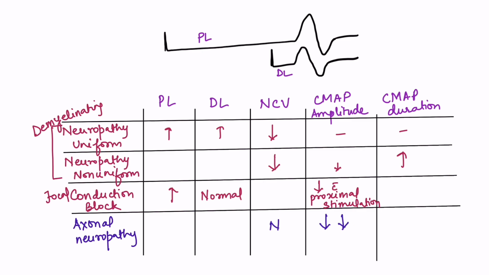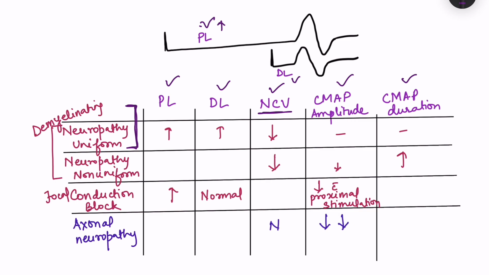Now moving on to the interpretation of the values which we have obtained. Okay, so what we did, we recorded the proximal latency, the distal latency, we determined the nerve conduction velocity, then we have the CMAP amplitude and CMAP duration. Okay, now if it is a demyelinating neuropathy which is uniform in nature, that means it has affected all the neurons uniformly and it is demyelinating, that means the myelin is damaged, then the proximal latency is going to increase because it is traveling slowly. Distal latency is also going to increase because again, demyelination, the action potential will travel slowly.